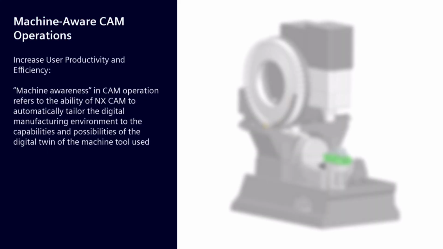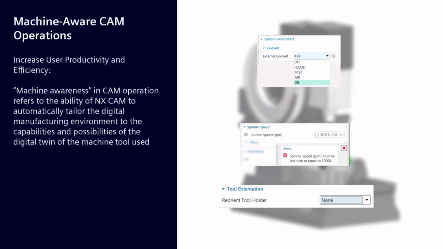Machine awareness in CAM operation, a new, more productive way of CAM programming with Siemens NX. Machine awareness in CAM operation refers to the ability to automatically tailor the digital manufacturing environment to the capabilities and possibilities of the machine tool's digital twin. This empowers users to quickly identify problems during CAM programming, minimizing unnecessary waiting times or system interactions, thereby improving overall productivity and quality. The video explores 3 different use cases.